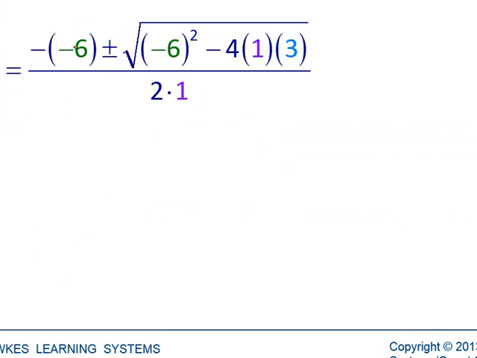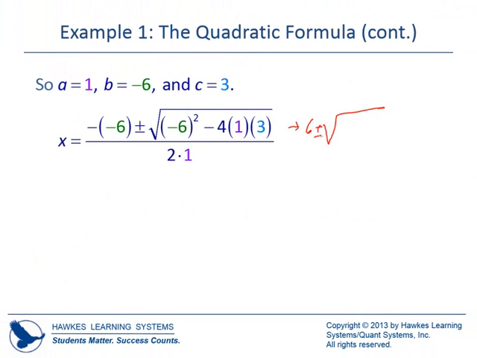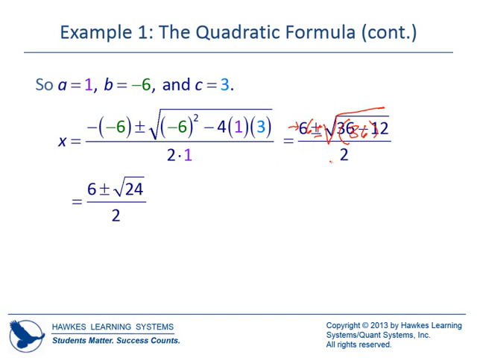And then we plug in, we're going to wind up with a +6 here, plus or minus 36. And then I'll just go ahead and do 36 minus 12. And of course 2 down 1 to give us 2. We got 6 plus or minus the square root of 24 divided by 2.